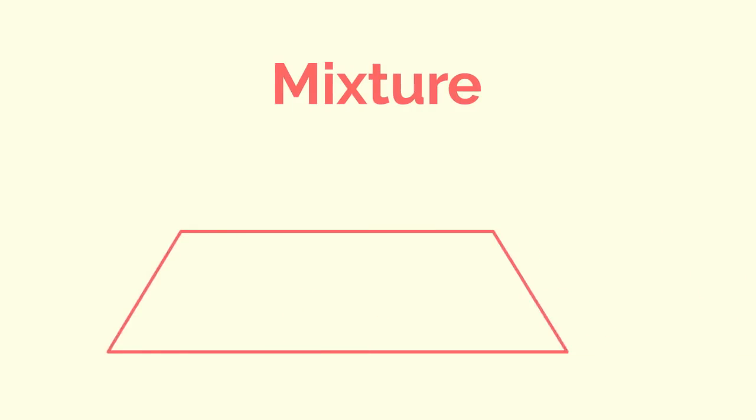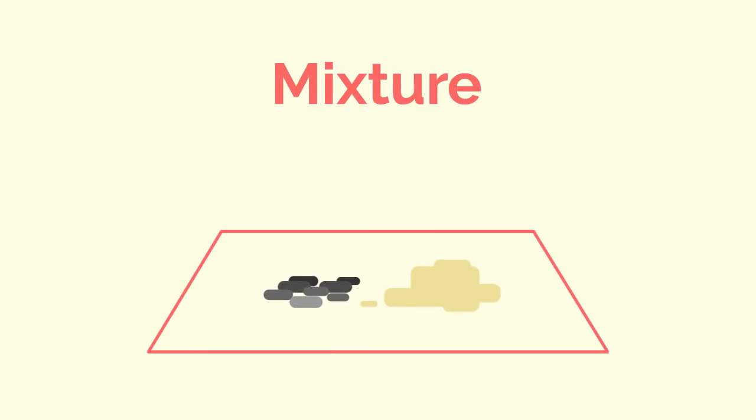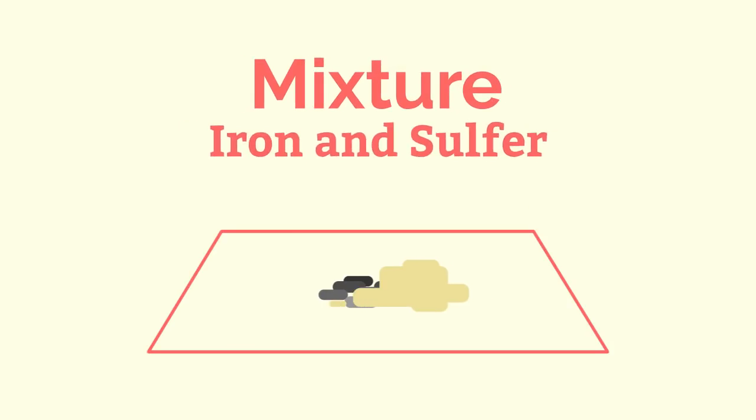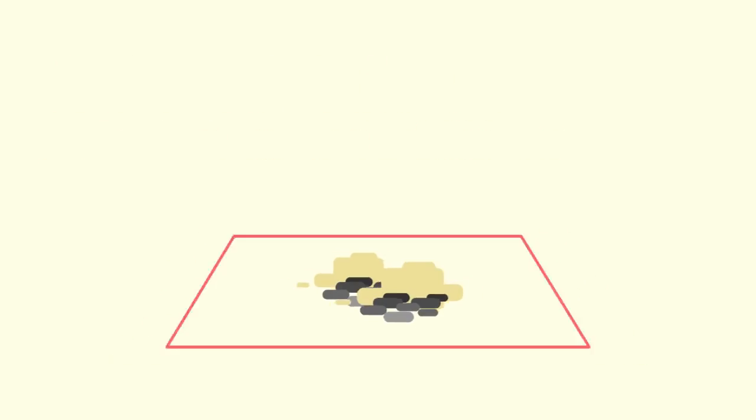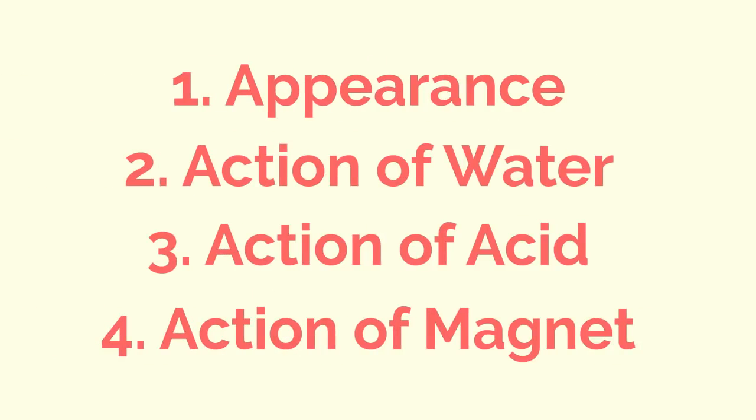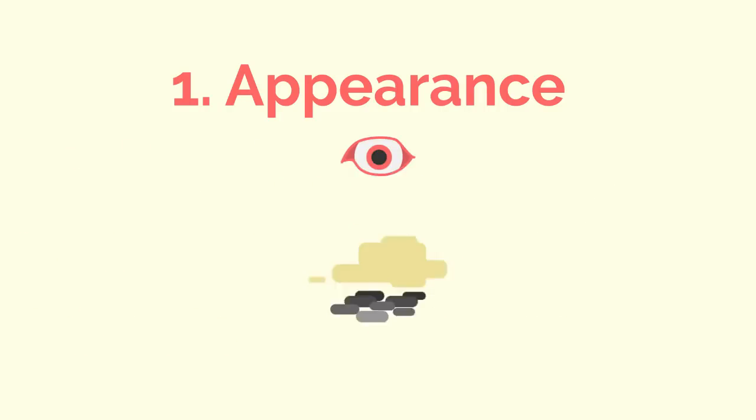So now let's look at performing those same 4 tests on a mixture of iron and sulfur. Some iron filings and sulfur powder are mixed together on a piece of paper, and we now have a mixture of iron and sulfur. If we add a bit more iron and mix, we still have a mixture of iron and sulfur. We could add a bit more sulfur and mix. It's still a mixture. As said earlier, the components of a mixture, in this case iron and sulfur, are not in fixed proportions. So let's now perform those same 4 tests on the mixture of iron and sulfur.